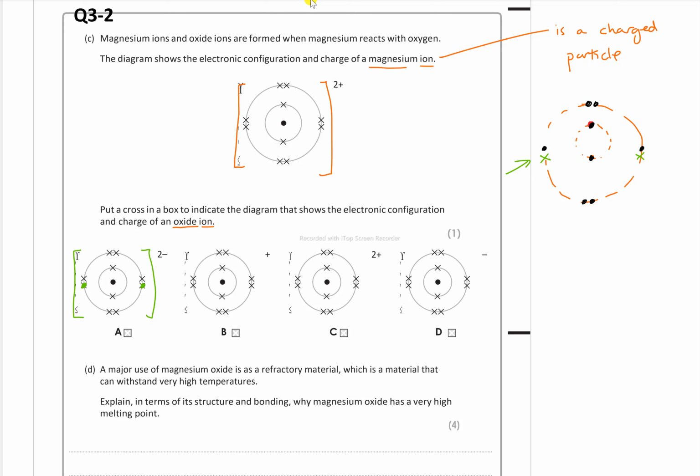So it had 8. We've added 2 more. It's got 10. So it's got a full outer shell. It's got 8 electrons in the outer shell. It's full. So it's taken on 2 extra minuses, 2 extra electrons. So that there is an electron. That is another electron. So it's taken on extra 2 minus. So it's this one here. It's not that, it's not that, and it's not that.